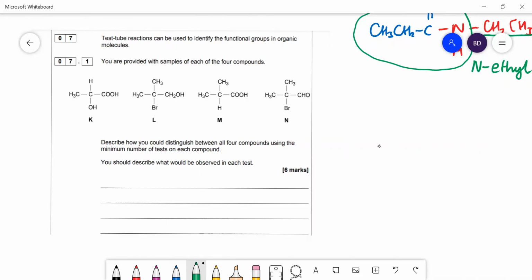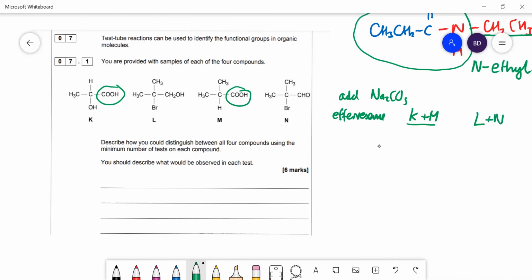What you can do first of all is, if you look here, 2 of them have got carboxylic acid groups. So you can identify them from the other 2. If you add solid sodium carbonate, you will get effervescence, fizzing. You'll get that with K and M. So you can tell which 2 are, you can't say which one is which, but you can separate. You know K and M, and you know that the other 2, by process of elimination, must be L and N. So we've done 1 test. Nothing will happen with L and N, no visible change.